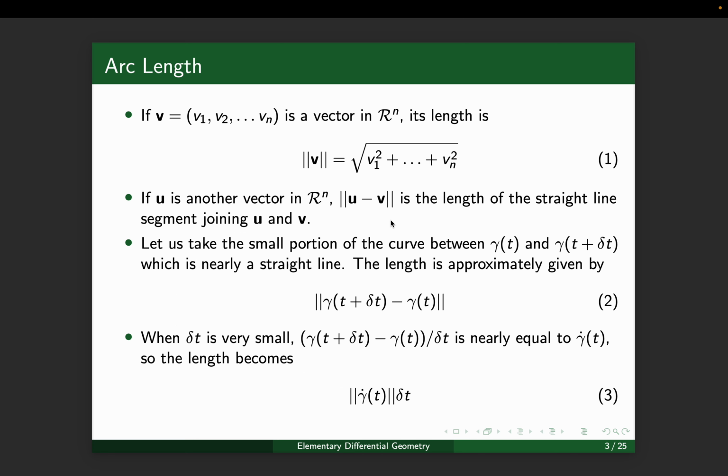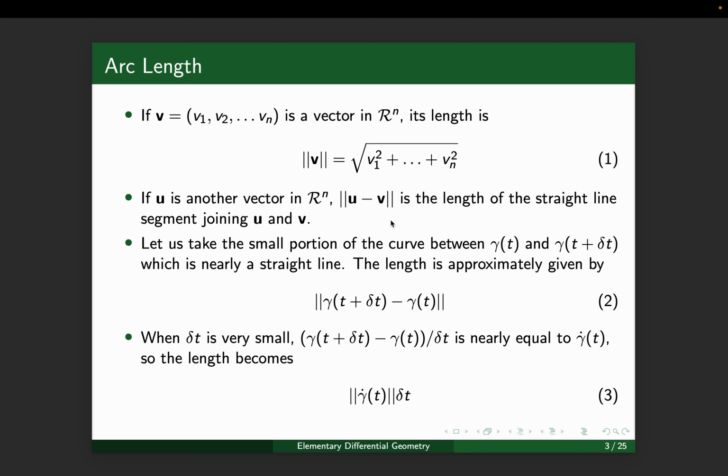Now we will see what is arc length. If we have a vector v in Rn, it has the components v1, v2 up to vn. Its length is defined as the square root of the sum of the squares of the components. Let's take another vector u, and the norm of u minus v gives the length of the straight line joining the vectors u and v.